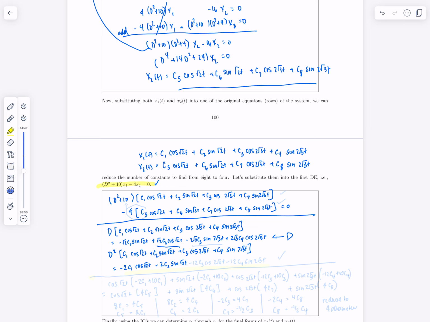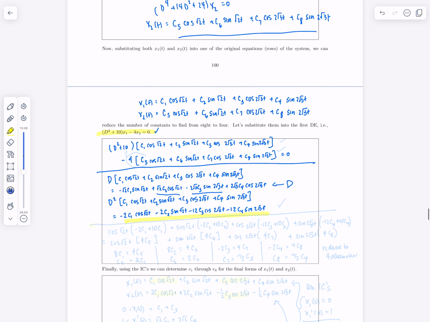And continue on. Now you're going to take the derivative of that term, and then you'll get 12 coming back, right? Because that was another name for the square root of 12. So you're going to get minus 12 c3 cosine 2 on the square root of 3t. And then finally, you'll get another minus 12 c4 sine of 2 on the square root of 3t. Okay? So what we have now is actually a representation of what d squared applied to the original x1 is.